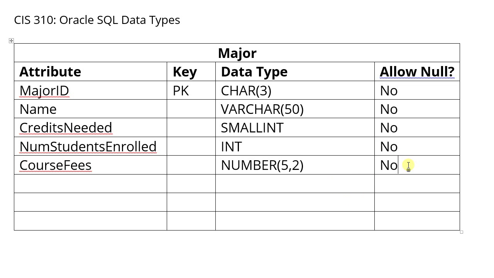Allow null, I'm going to say no. You might be thinking, but there are majors out there that don't have any course fees. And you're right, but we would just specify the course fees as 0. We wouldn't put a null value in there. We just put a 0 in there for the dollar amount of course fees.